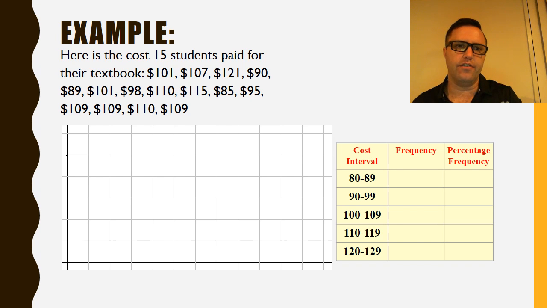Here's the cost that 15 students paid for the textbook: 101, 107, 121, etc. So there are 15 different data points here. Usually you will create a frequency table for this first, and I've got one here. We've got the cost interval, and we've broken them up into groups of 10, so 80 to 89, 90 to 99, 100 to 109, etc.